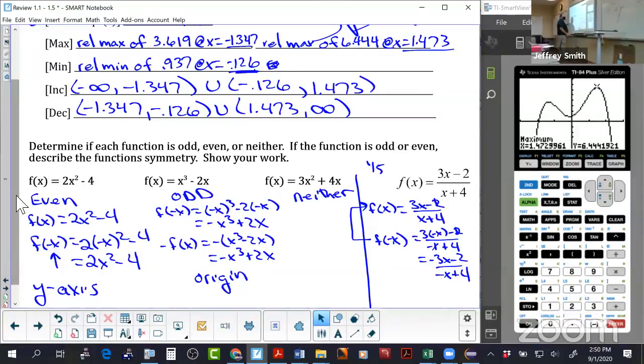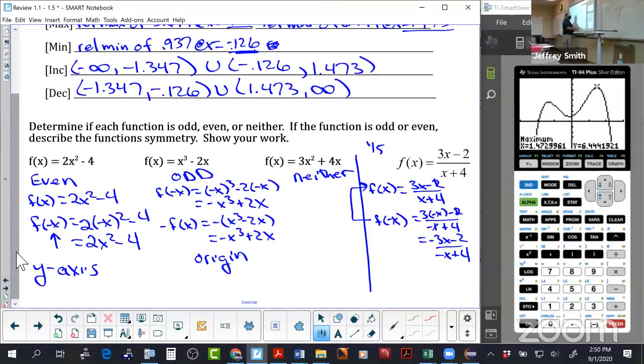So now we've done a little bit of the work for odd. How about the other piece? Negative f of x. Negative 3x plus 2 over x plus 4. So we've got to run a negative either through the top or through the bottom. It doesn't matter. You just can't do both. So now if it's odd, then these two would be the same. They're not. They would not get the same value. This is neither.